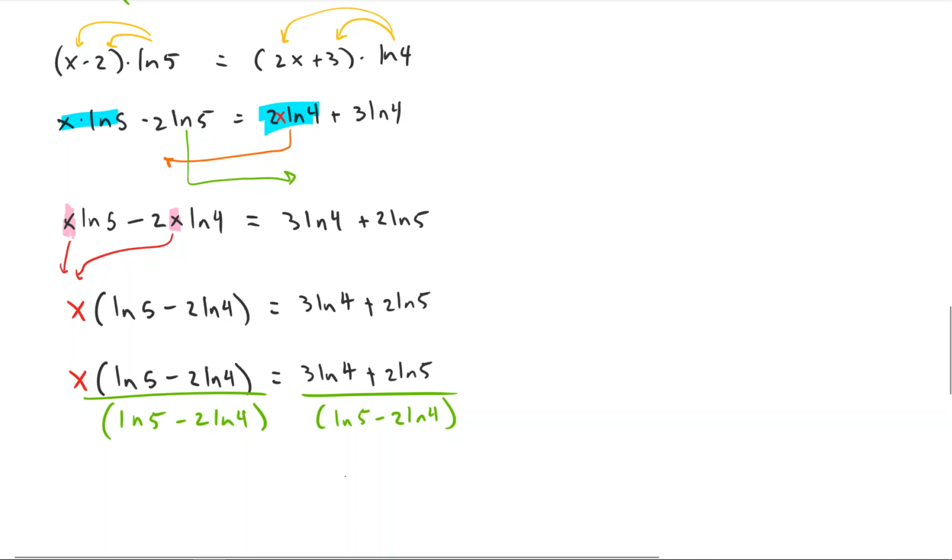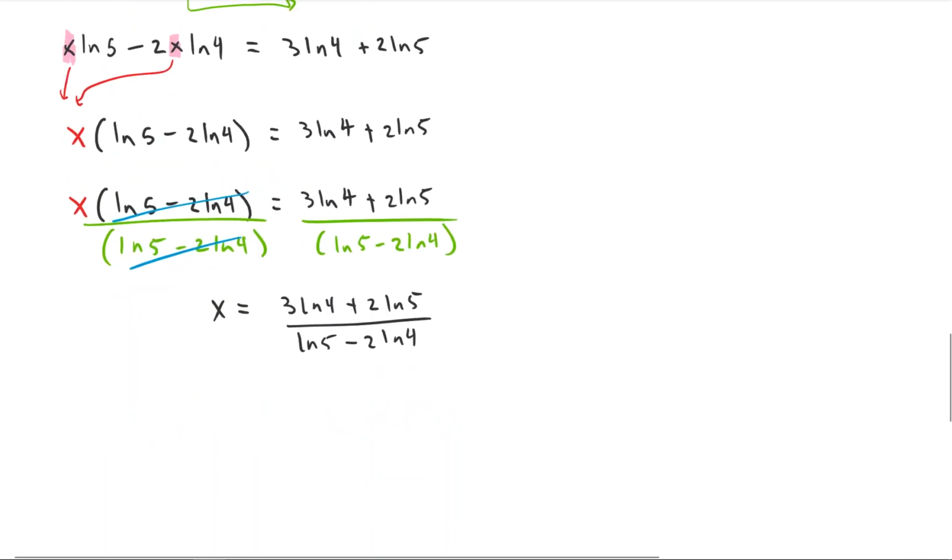We can see on the left-hand side they cancel out. Perfect. And we have our x isolated, which is what we wanted. We wanted to solve for x. So x equals 3 ln of 4 plus 2 ln of 5, all divided by ln of 5 minus 2 ln of 4. And we're done. That's it.